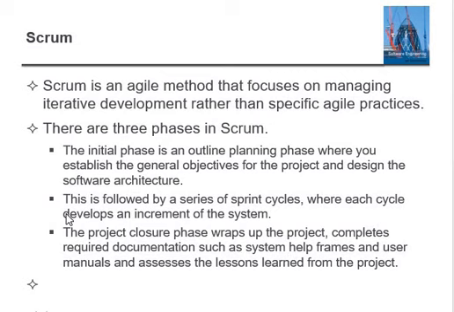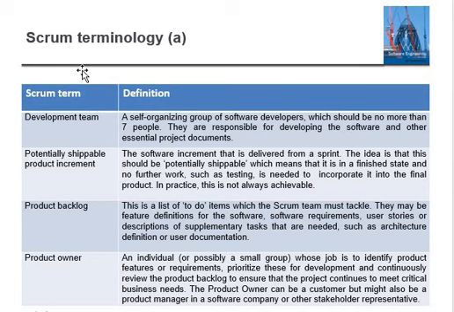Scrum is a technique which is made up of different sprints. So what exactly is Scrum? It is one type of phase to develop software in which there will be a sprint cycle. Every sprint has some targets, like in this sprint we have a certain amount of tasks to be completed in 7 days. In the second sprint we will complete these tasks in 8 days, and so on. So this is the kind of Scrum. Okay, so there is some terminology: the development team, potentially shippable product increment, product backlog, and the product owner.